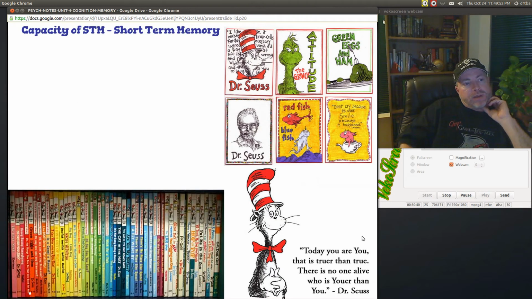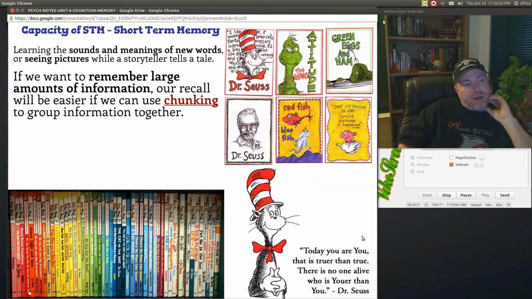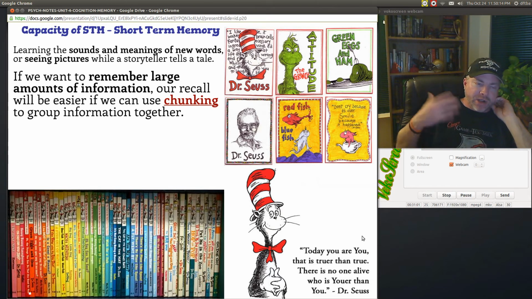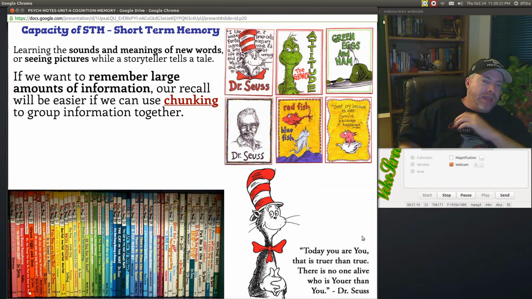There we go. So the capacity of short-term memory is, well, you learn, and you're learning the sounds and meanings of new words or seeing pictures while a storyteller tells a tale. And if we want to remember large amounts of that information, like with Dr. Seuss, and you kind of want to remember how to read, and the next time a kid reads it, they're kind of getting that sing-songy type ability to read it. Our recall will be easier if we can use chunking to group like pieces together.